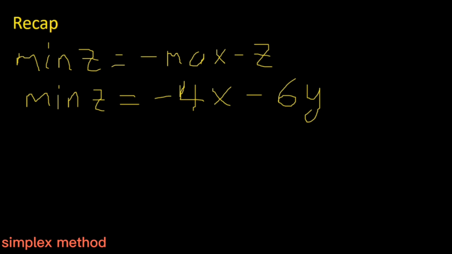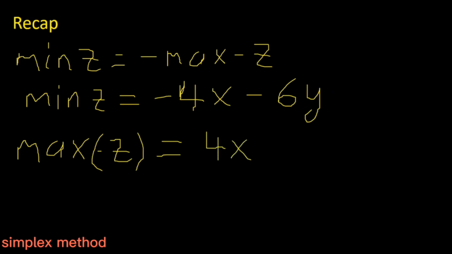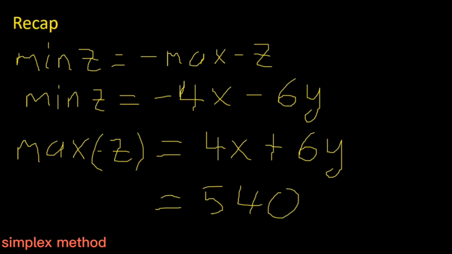Therefore, to convert this to a maximization equation, we are going to find max of minus z, which is equal to what? We negate this, that is 4x plus 6y. And you're going to find this max z, that is, in our case, we had what? As answer, there is 540. Answer is 540. Okay, therefore, our initial principle was to find the minimization equation.